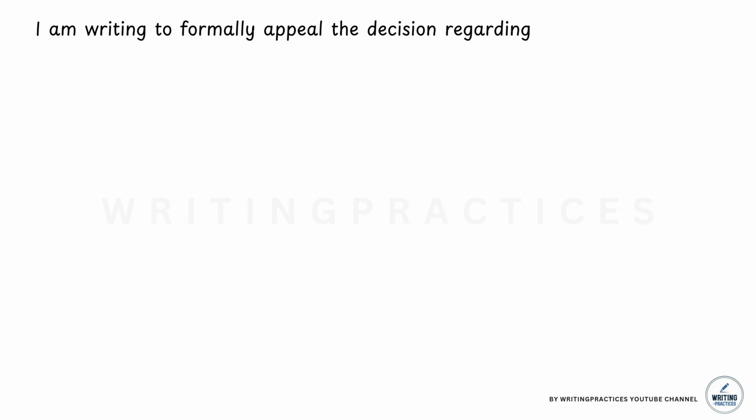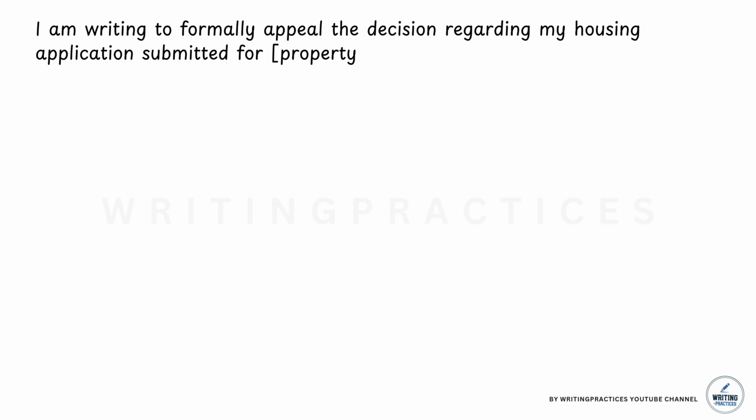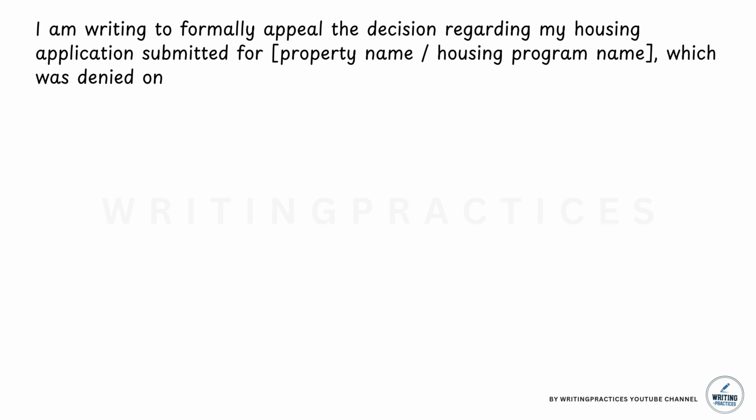Opening paragraph. In this paragraph, you formally state your appeal. You should mention the property or housing program and the denial decision. For example, I am writing to formally appeal the decision regarding my housing application submitted for Green Valley Apartments, which was denied on May 10, 2026. This immediately establishes the purpose of your letter. Be direct and professional from the beginning.